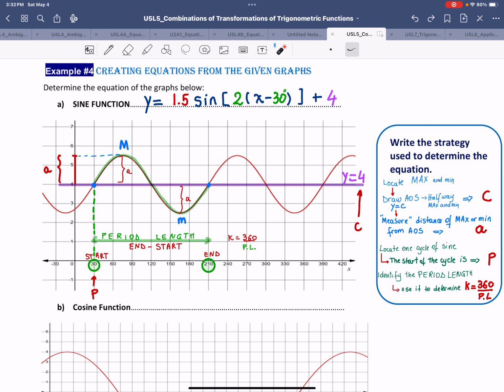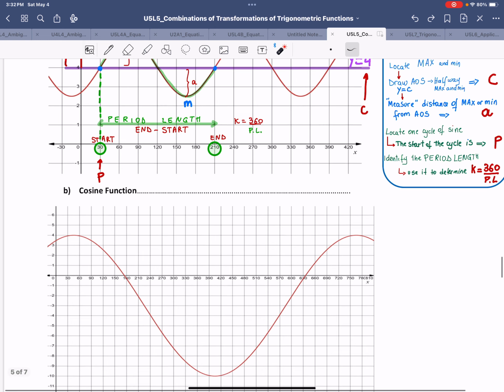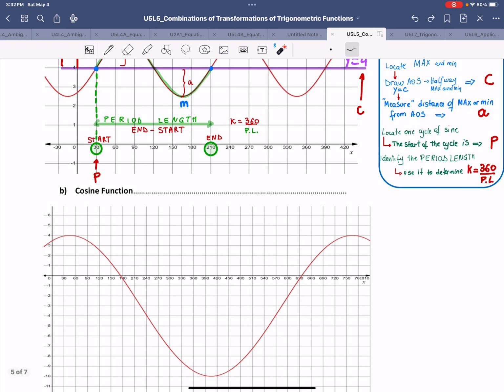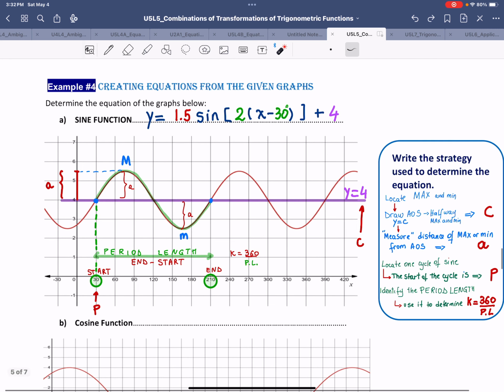I encourage you to continue with the next graph. This is a graph that we want to interpret as a graph of a cosine function. Follow the exact same steps, and you'll be able to determine the equation of it. I hope you found the instructions useful.